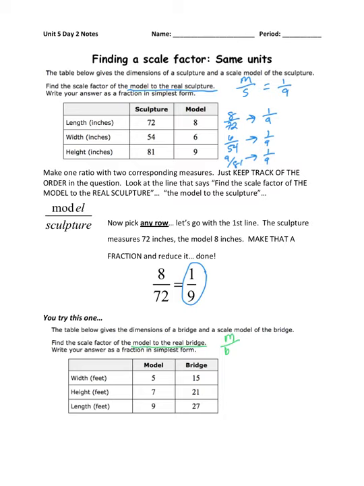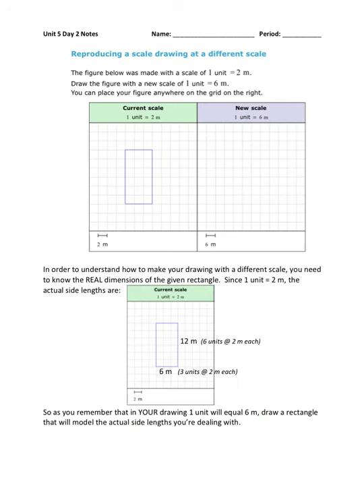Model is 5. Notice how this time your things are written left to right instead of right to left. Pay attention. Model to bridge is 5 over 15, 7 over 21, 9 over 27. Let's reduce fractions. This reduces to 1 over 3. This reduces to 1 over 3. This reduces to 1 over 3. So what's the scale? Model to bridge is 1 over 3. Not really complicated. Last part, last bit of math, okay? Last bit of notes for the day. It's a lot of material, but you can get it done.